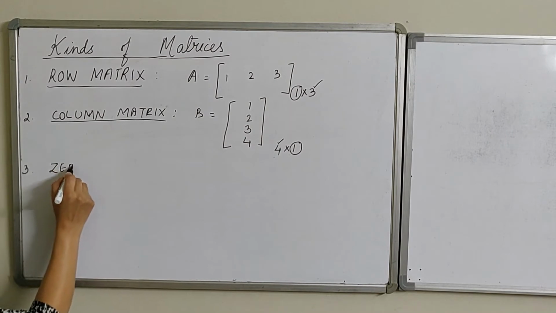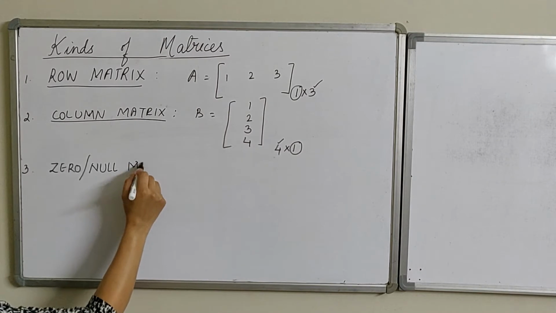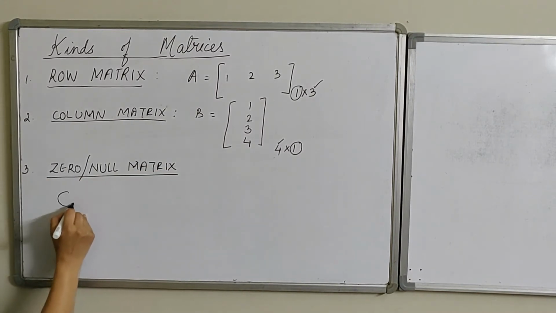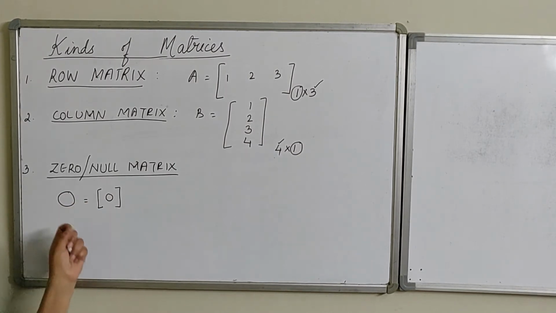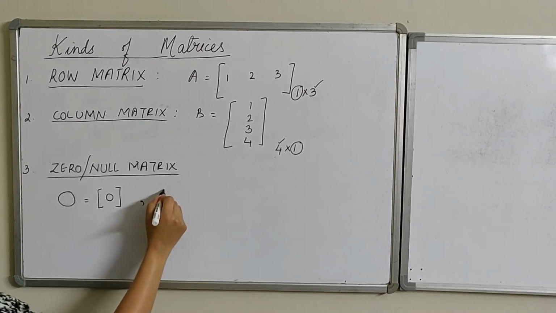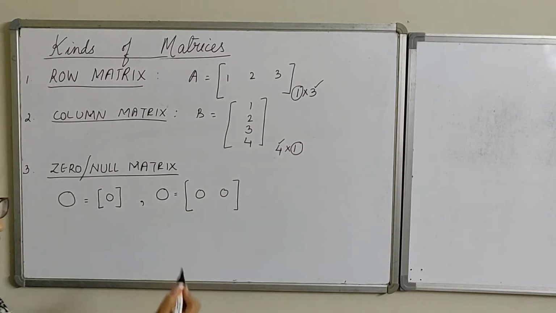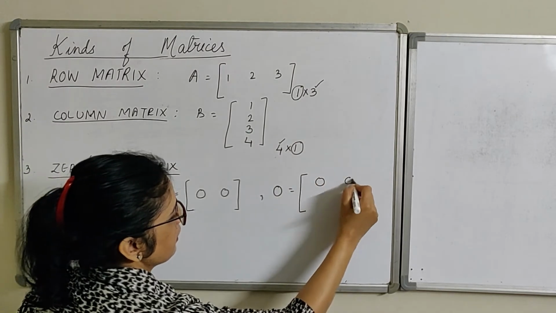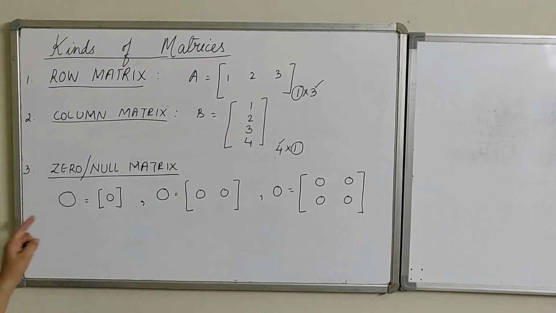Next, a zero matrix, which is also called a null matrix. This is a matrix which is represented by the English letter O. If a matrix has only one element, that element has to be 0. A zero matrix can have more than one element and each of these elements is 0. We can also have a matrix of this kind. There are 4 elements, all the elements are 0. So this is a zero or null matrix.